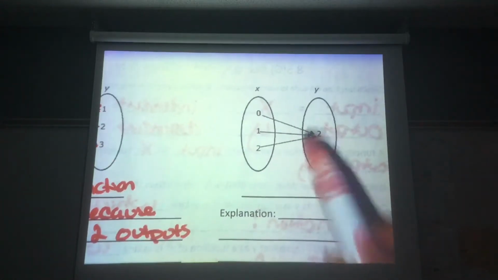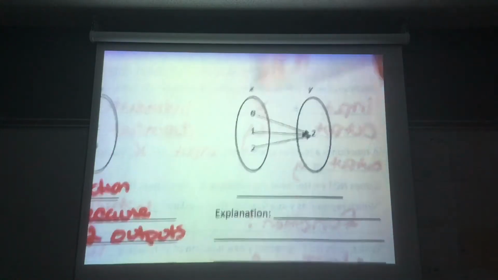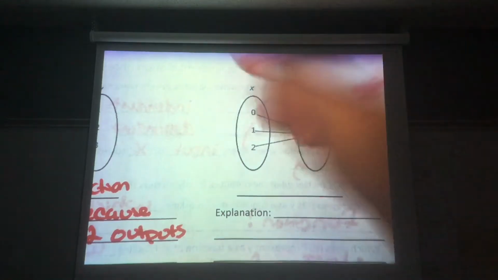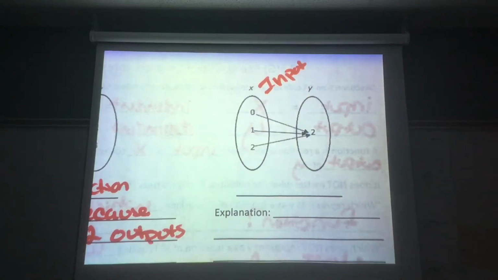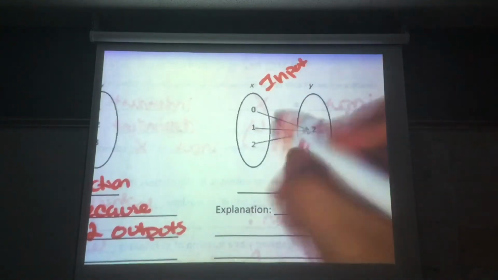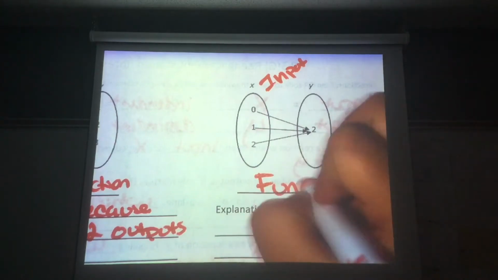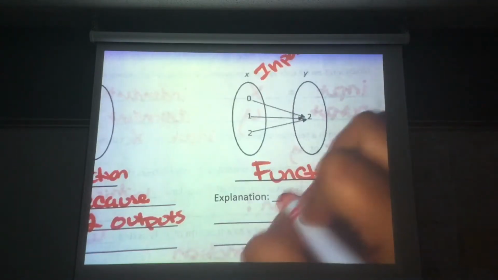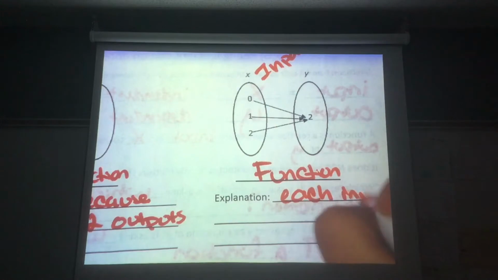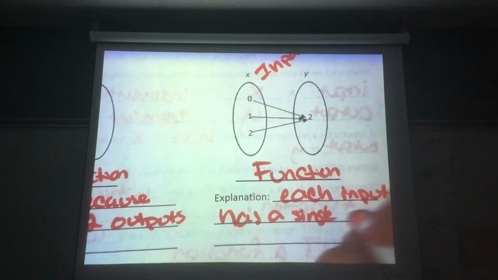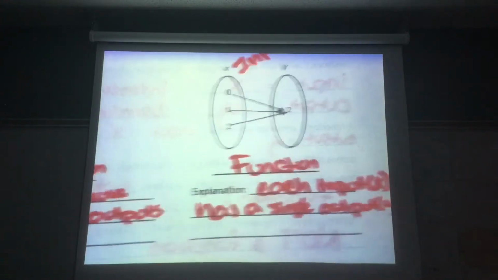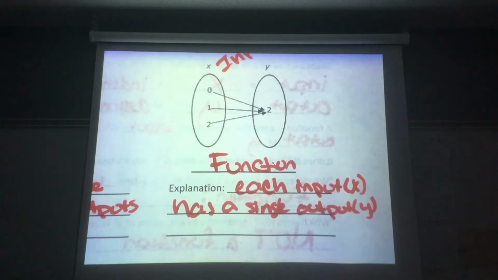So even though they're all going to the same number, that's not what I'm looking for. I'm only looking to see how many outputs each input has. So each input only has one line leaving it, so therefore it only has one output. So it is a function. And the reason would be each input, or x, has a single output, otherwise known as y. So each input x has a single output y.